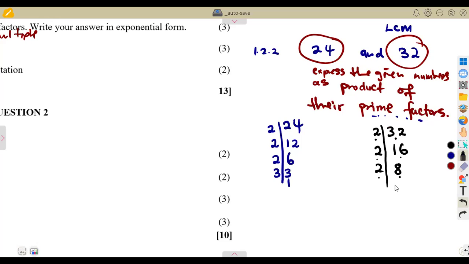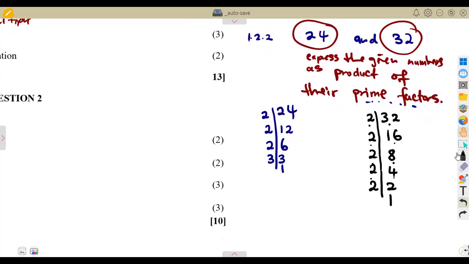8 divided by 2, that is a 4. All right, you divide again by 2. 4 divided by 2, that is a 2. You divide again by 2. 2 divided by 2, that's a 1. So this is what you have.